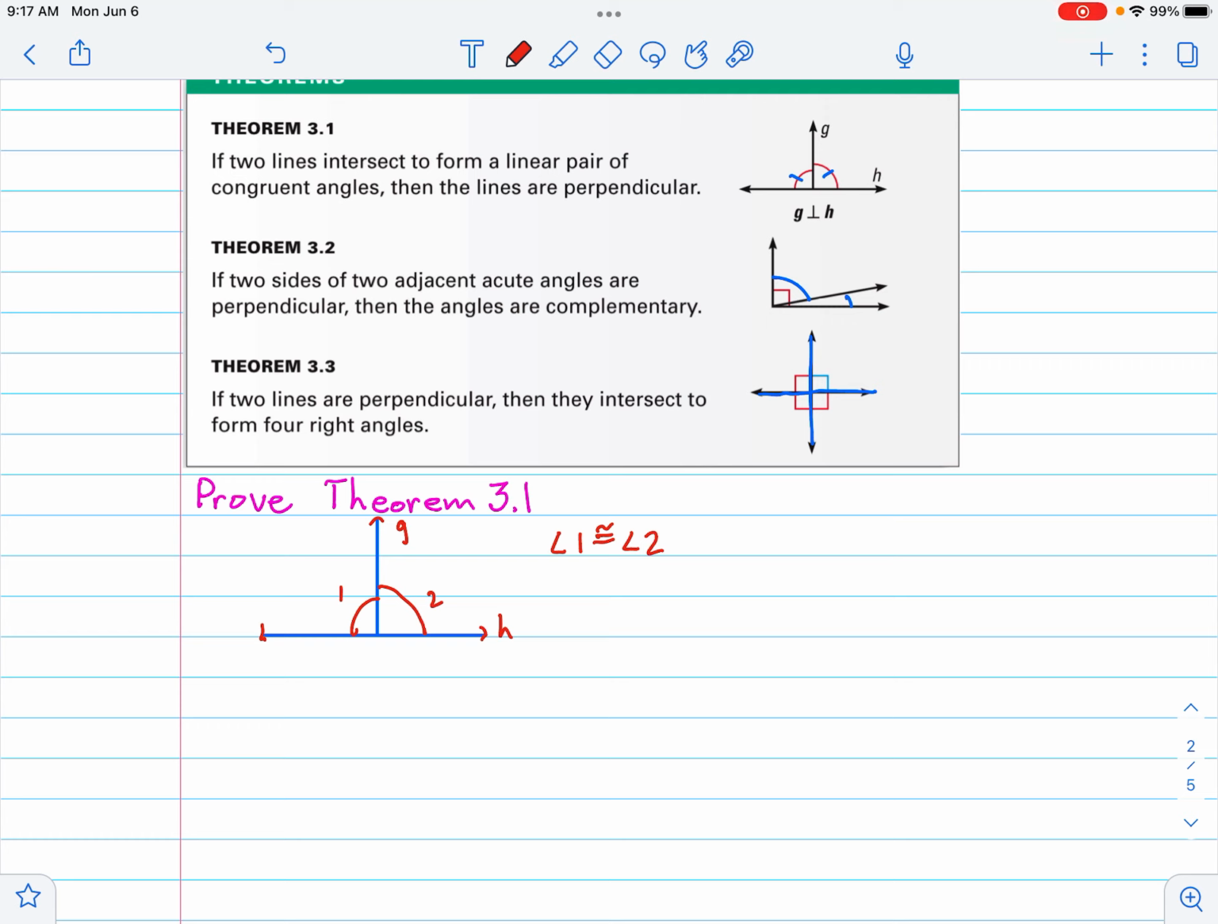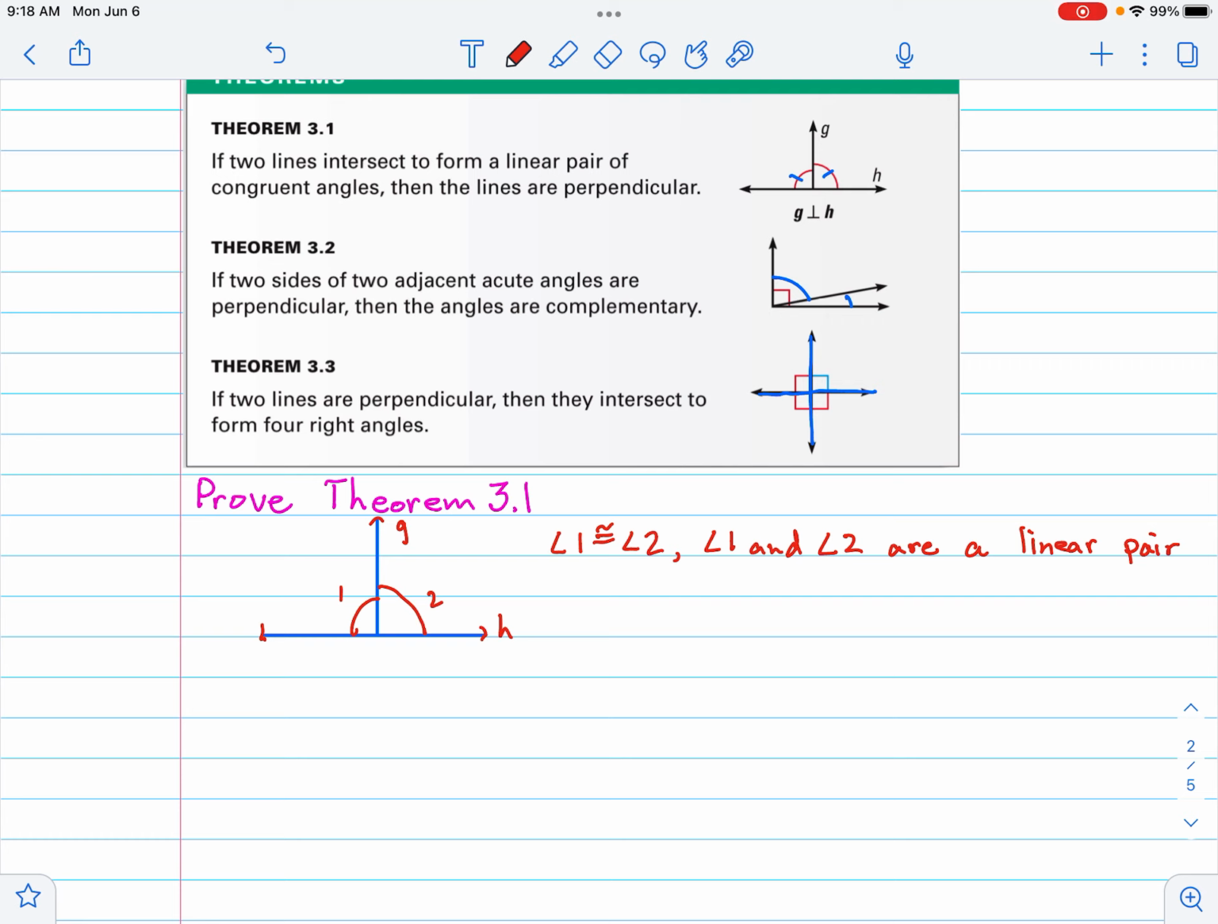Okay. And let's say angle 1 and angle 2 are a linear pair. Now, if two lines intersect to form a linear pair of congruent angles, then the angles are perpendicular. Yes. So this is the situation. We've created the situation down here that's set up in that theorem 3.1.